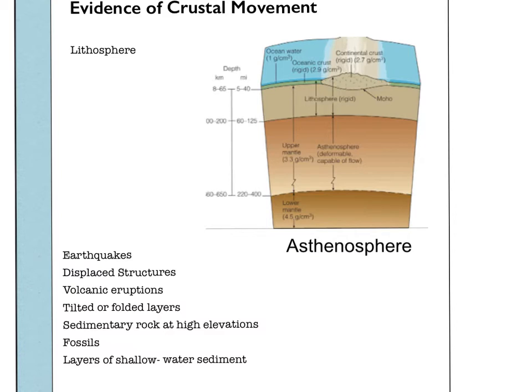The lithosphere is the rigid outer shell of Earth, which consists of the ocean and the continental crust. It sits above the asthenosphere, which is a fluid-like part of the Earth.